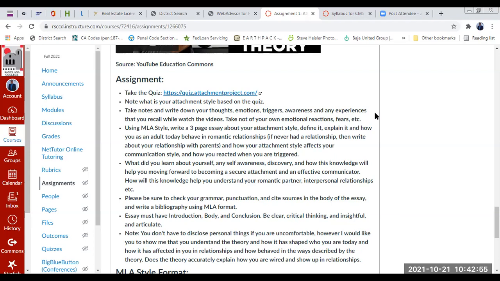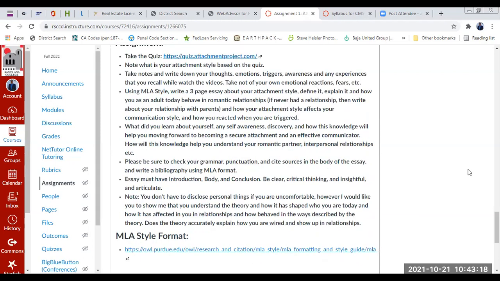When you're separated from your attachment figure, what are the things that you feel? What are the things that you want to do? And also, what did you learn about yourself? Any self-awareness, self-discovery? How is this knowledge going to help you moving forward to becoming a secure attachment figure and an effective communicator? How will this knowledge help you understand your romantic partners, your interpersonal relationships?